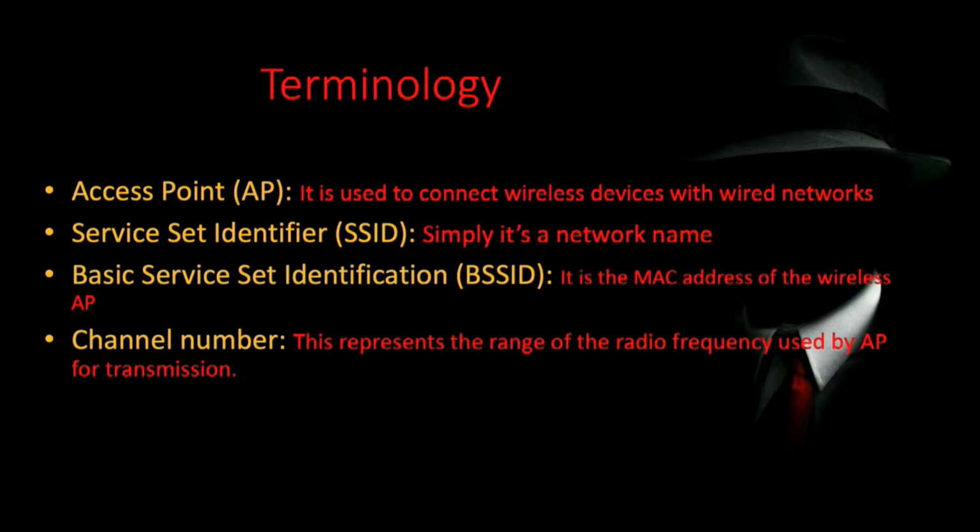SSID here is the actual name of your access point. If you have Wi-Fi in your house, you call it whatever name you like, Go Trojans or something. That's the SSID or ESSID, and the BSSID is the actual MAC address of that access point. That's the main part here. We're going to be playing with it a lot. Also, we have a channel number. We're not going to tinker with this today because we're not dealing with beacons a lot. But the channel number represents a range of the radio frequency that your access point is transmitting on.